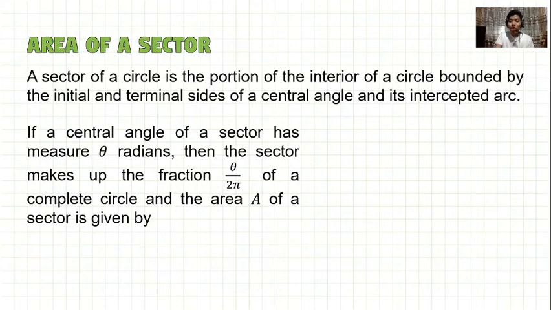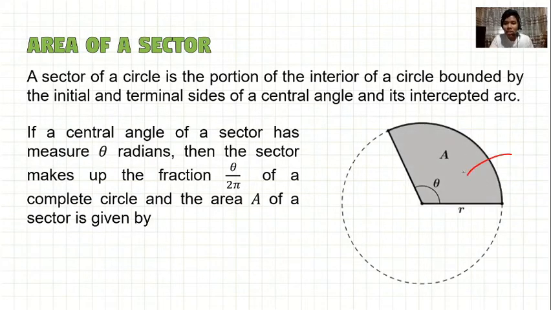For illustration, we have this one. This gray region here is actually the sector of this circle. So if a central angle of a circle has a measure theta radians, then the sector makes up the fraction theta over 2 pi.